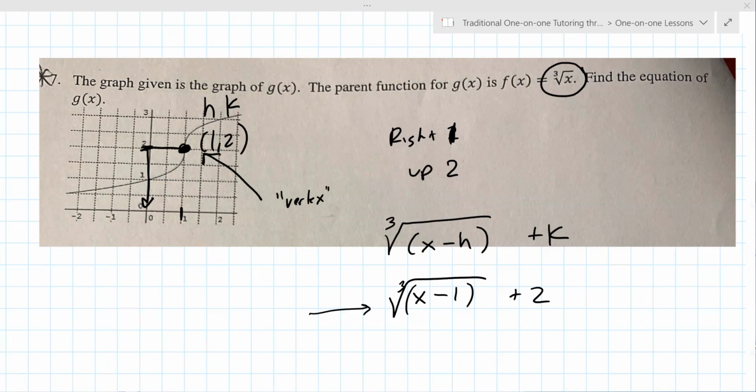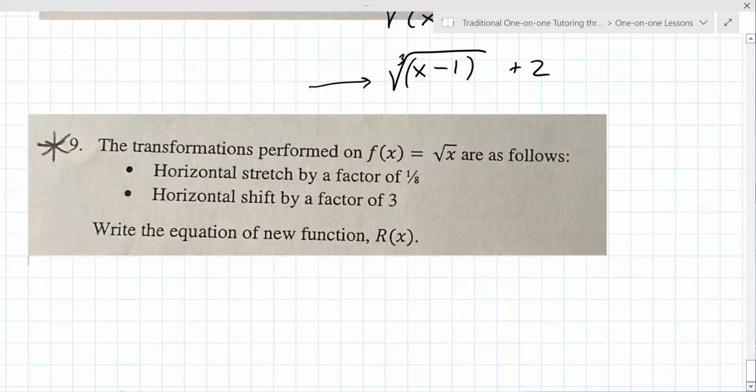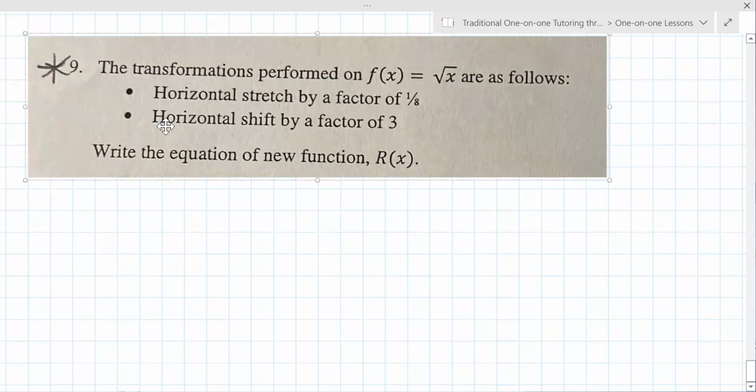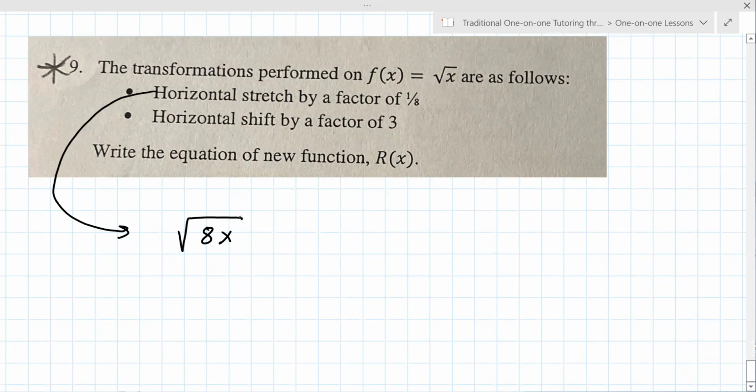Okay, so can we look at 9 next? Yes. I see that it's asterisked, so that maybe is one that was unclear. Okay, the transforms performed to f of x are as follows: horizontal stretch by a factor of 1/8. I like to do these one at a time. So this first one here, you have it correct. It's the square root of 8x, like that.